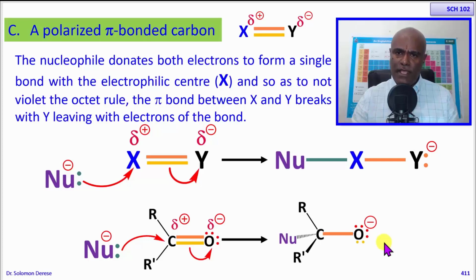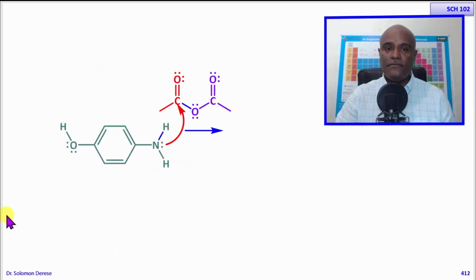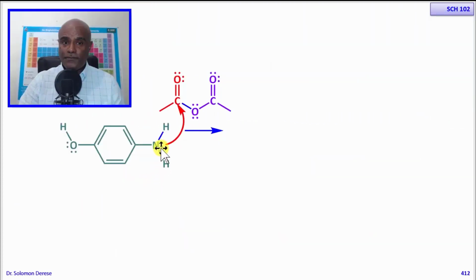So when you are drawing a reaction mechanism, when a bond is formed, this is the scenario we have. When this nucleophile attacks this carbonyl carbon, so as to not violate the octet rule, a bond has to break. Between this carbon, the electrophile, and this oxygen, we have a double bond on one side and a single bond on the other. So when this nucleophile attacks this carbonyl carbon, either the double bond or the single bond will break.